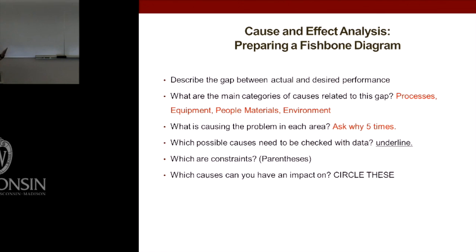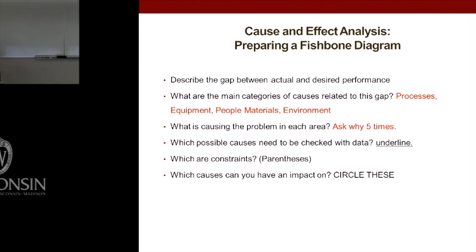If you say the staff is working too many hours, do you need to check that? Or maybe there's no baseline report. Do you need to check that? And then what are your constraints? What can't you change at all? Maybe you can't change the national policy. Not yet, maybe later. But what can't you change? Maybe you can't change how big your hospital is. Maybe you can't change certain things.